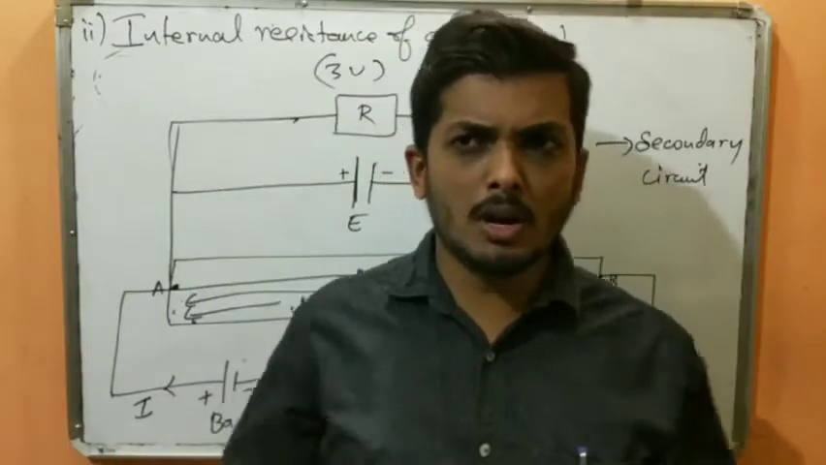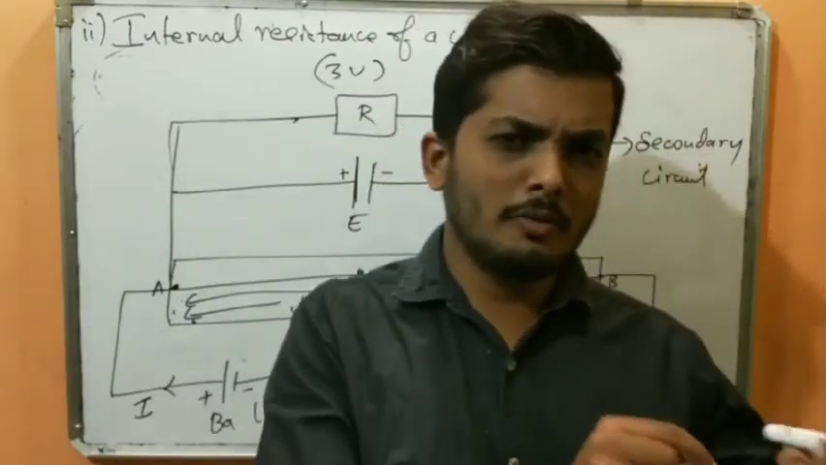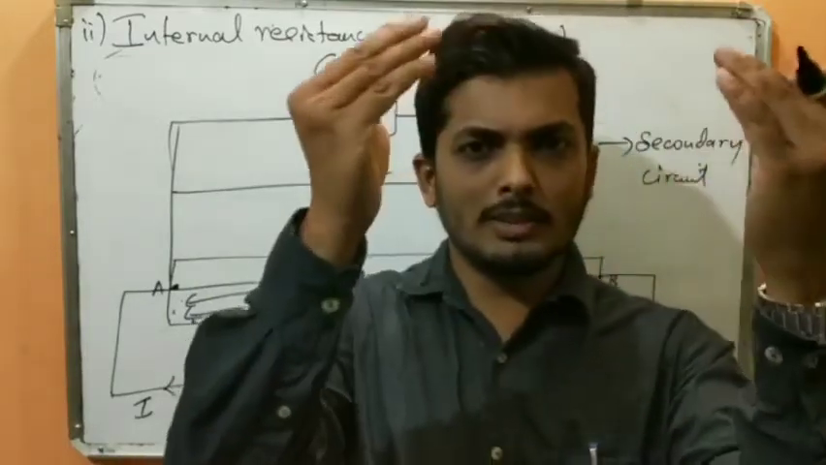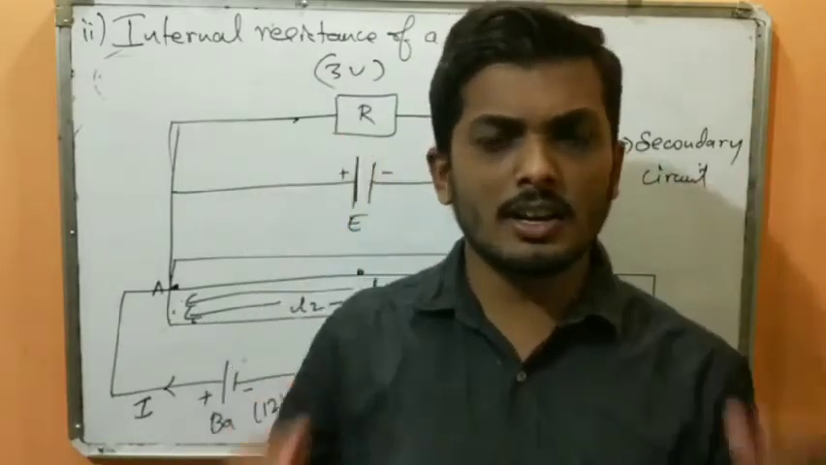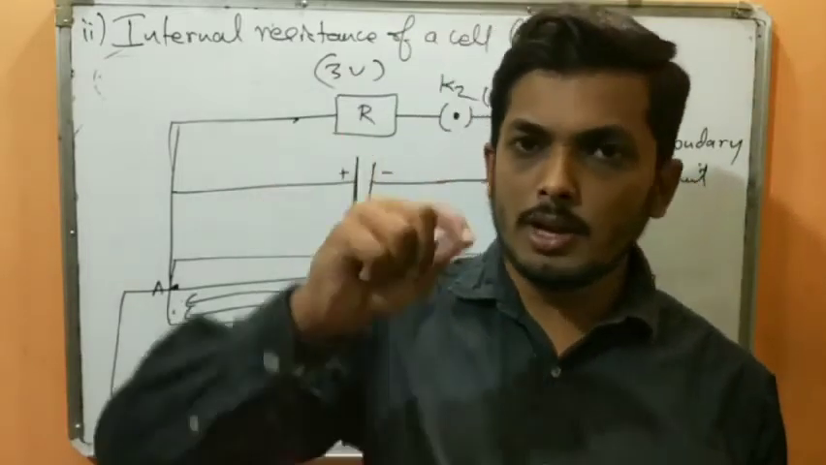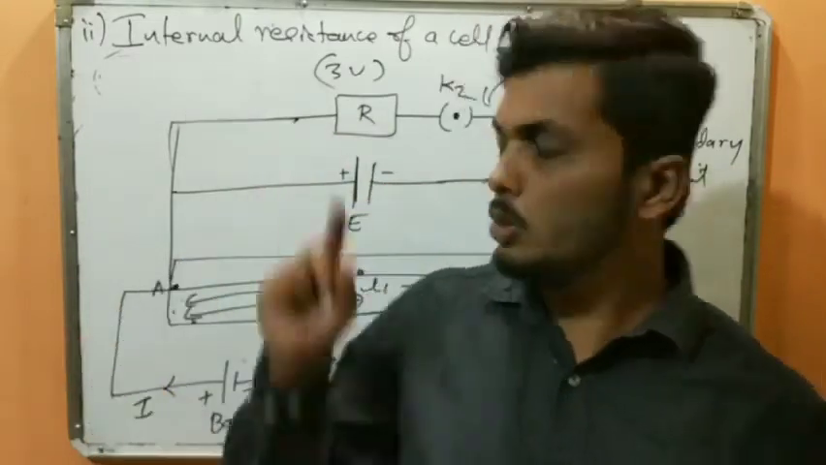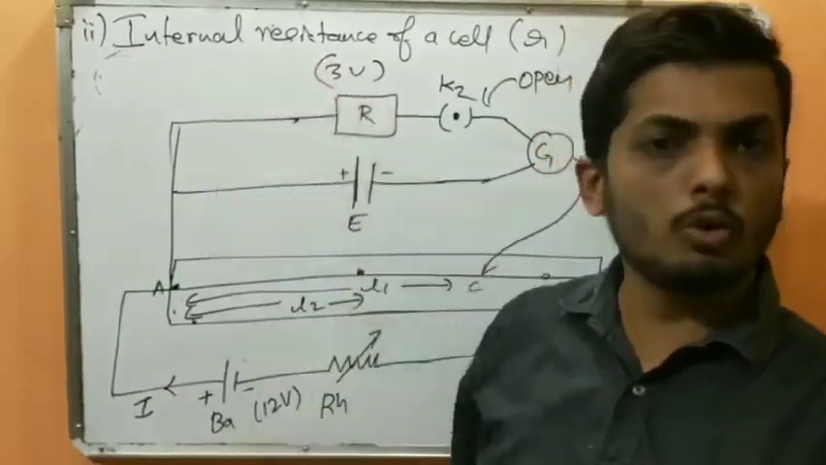A potentiometer, a 4 meter wire, connected with one primary circuit and connected with the secondary circuit. The primary circuit is connected with the battery, and the secondary circuit is connected with the cell. First I will open K2, so that no current will flow through the secondary circuit.